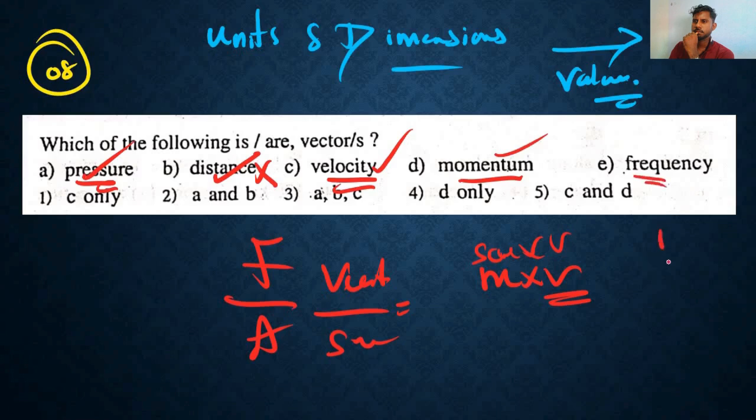And frequency, it's 1/t, right? So time, we don't consider it as a vector, so it's no. So we have A, and we have C, and we have D. A, C, D, and we don't have that answer.